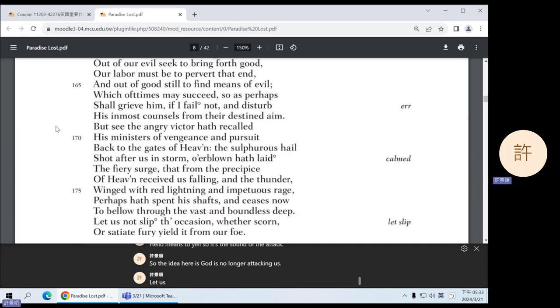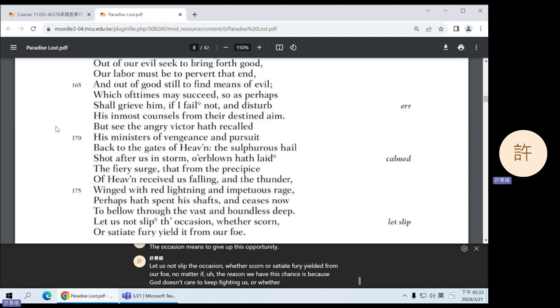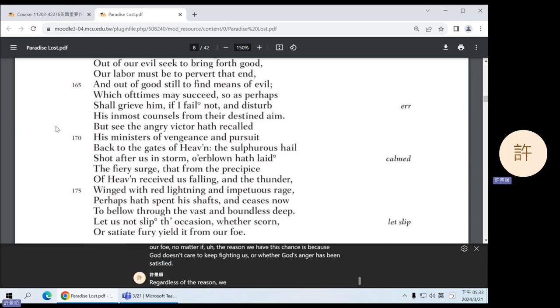Let us not slip the occasion. So let's not give up this chance. In English today, we still say this. To slip the occasion means to give up this opportunity. Let us not slip the occasion, whether scorn or satiate fury yielded from our foe. No matter if the reason we have this chance is because God doesn't care to keep fighting us, or whether God's anger has been satisfied. Regardless of the reason, we shouldn't give up this chance.